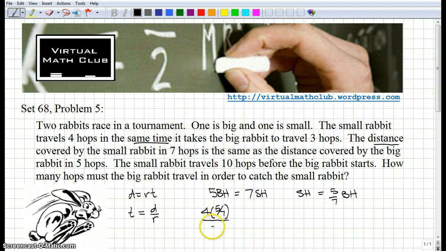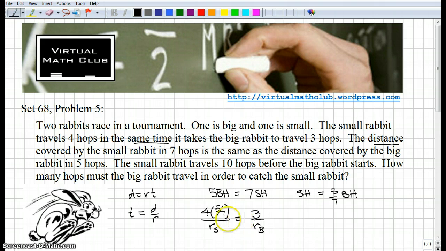Okay, and the small rabbit's rate we'll just call RS. And the time, so this is time right here. This is distance over rate, so that's time. And the time it takes for the small rabbit to go 4 hops is the same as it takes for the big rabbit to go 3 hops. So 3 hops, and that's already in big hop units, so we don't have to convert that. And if we divide that by the big rabbit's rate, then that gives us the big rabbit's time.